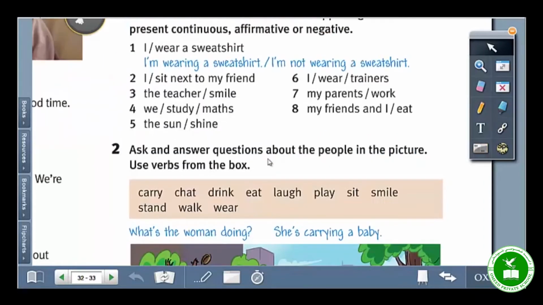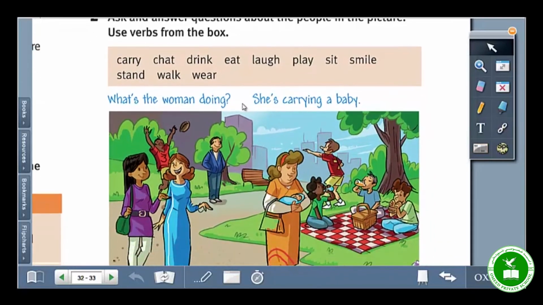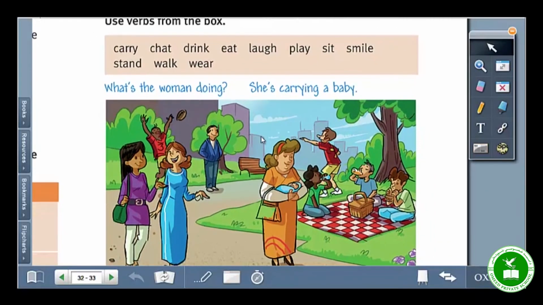Ask and answer questions about people in the picture. Okay, in the picture we have a lot of people, so we're going to ask and answer questions about them. Use verbs from the box. Okay, so we have to use these verbs: carry, chat, drink, eat, love, play, sit, smile, stand, walk, wear. For example, how do we use those verbs and how do we make sentences?